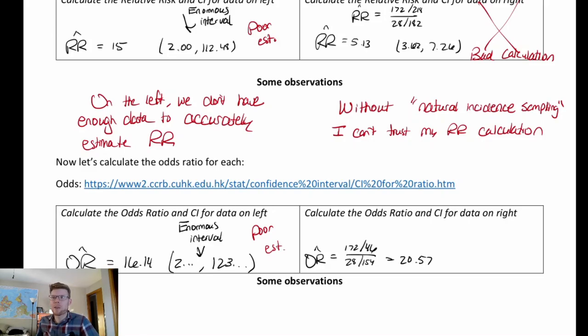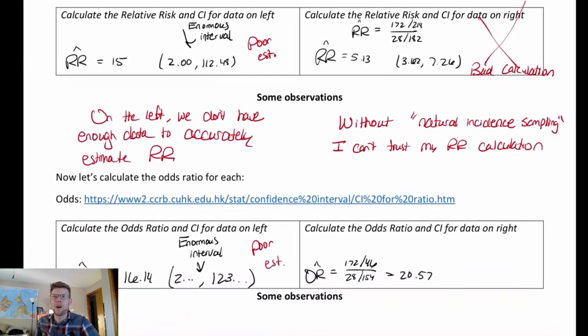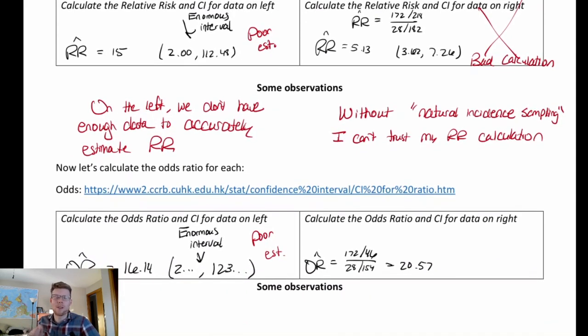And you might be thinking, well, hey, isn't this a problem for the same reason that the relative risk measure doesn't work, because we don't have natural incidence sampling? And the answer is it's complicated, but it works. Mathematically, even though the numerator and the denominator themselves are not accurate measures of the true odds of ovarian cancer for each group, the numerator is a problematic measure of the odds, and the denominator is a problematic measure of the odds for the other group.